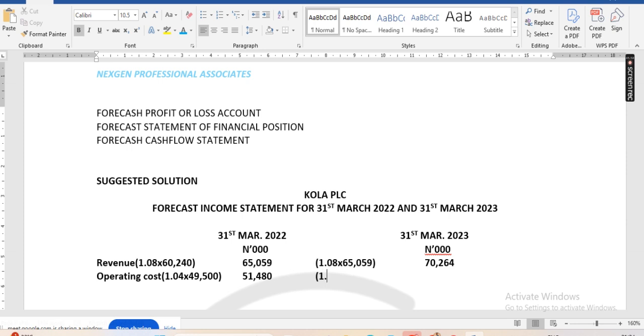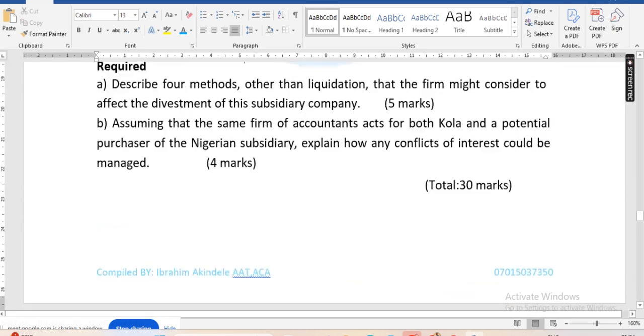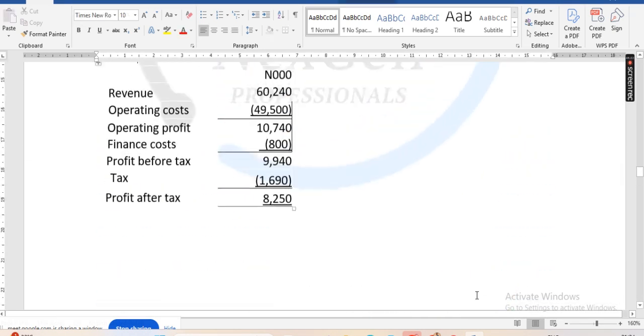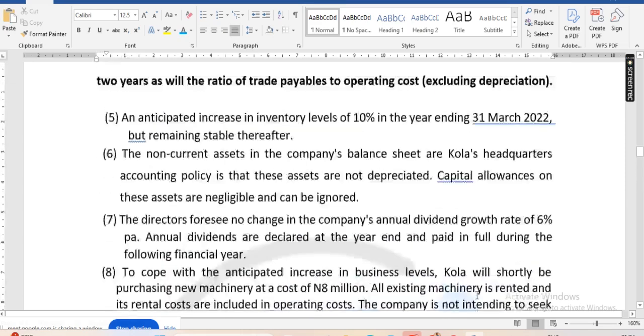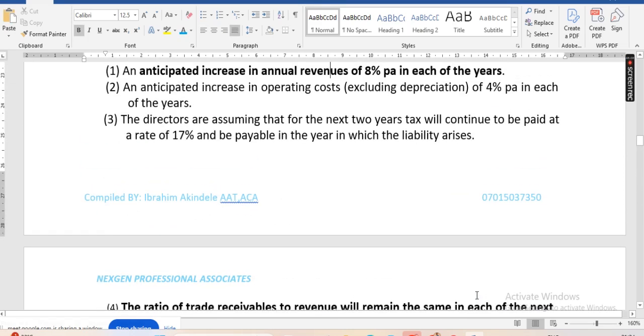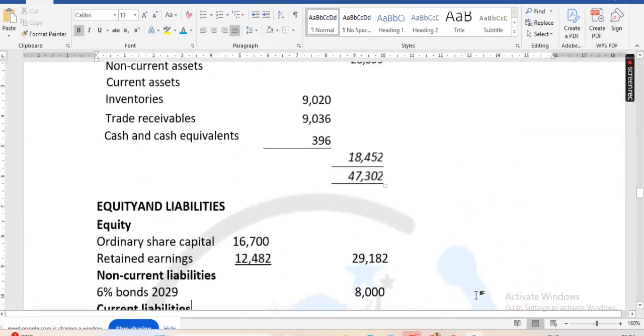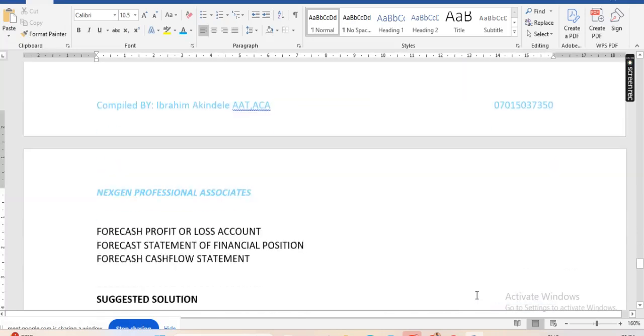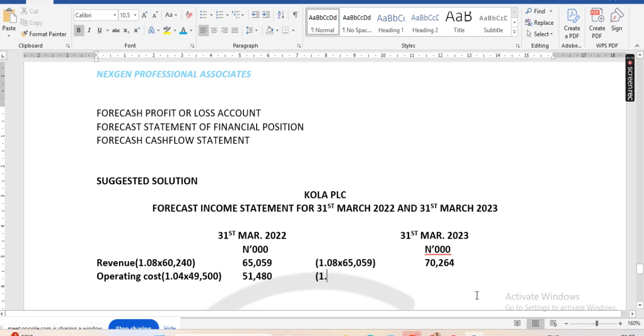We increase it, but are we told that it remains stable? Because if they say it remains stable, it means we have to quote the same amount. So we're told per annum in each of the 2 years. Per annum in each of the 2 years times 51,480. So what do you have here? 53,539.